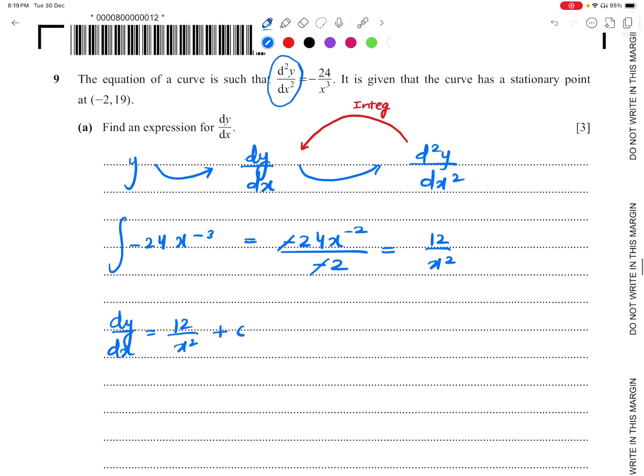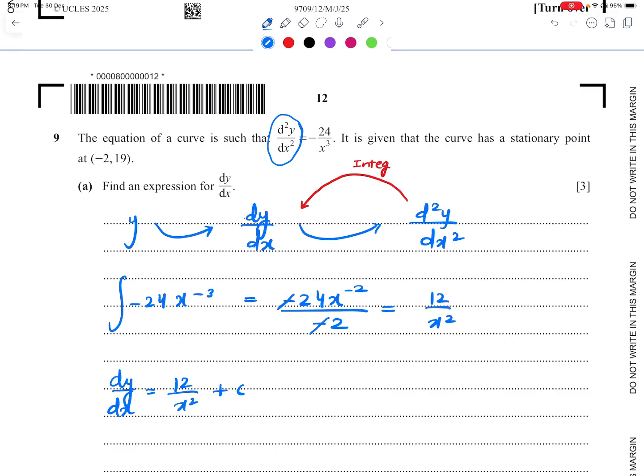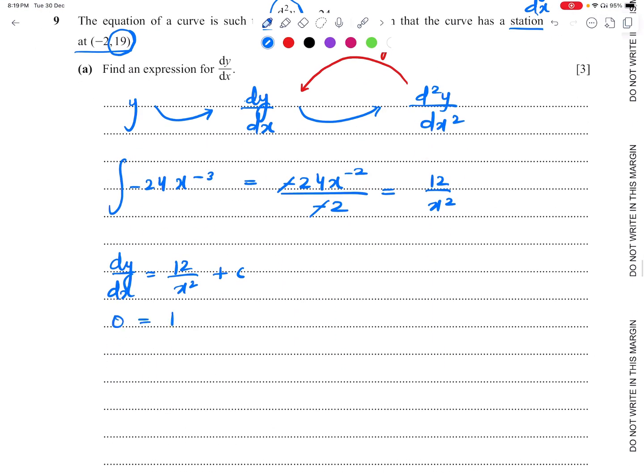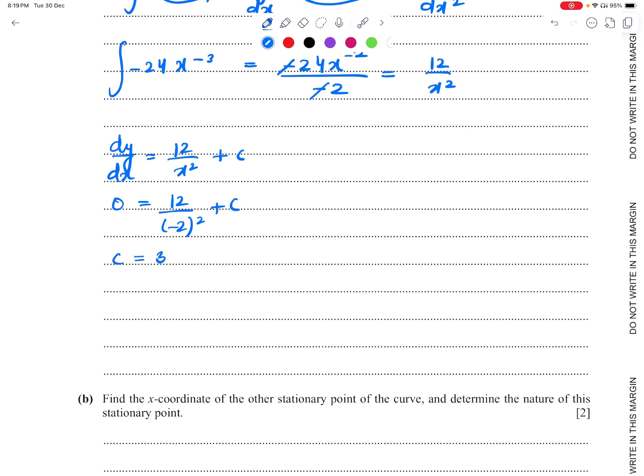Now, you know that it has a stationary point at -2, 19. But you know that at a stationary point, dy by dx is going to be equal to 0. So you're not going to use 19 as the y coordinate. You're going to use 0 for dy by dx. That's going to be 0 is equal to 12 over negative 2 whole square plus c. So c is going to be equal to negative 3. And that is going to give you dy by dx as 12 over x squared minus 3.